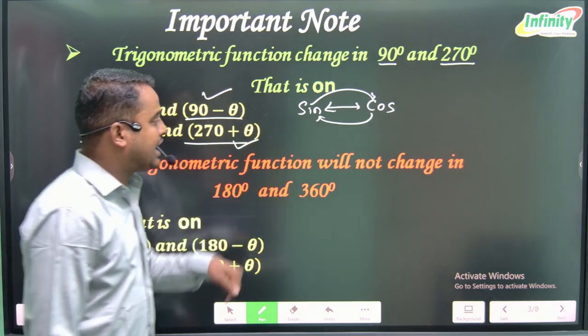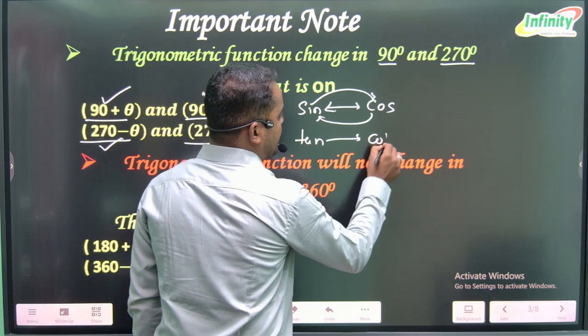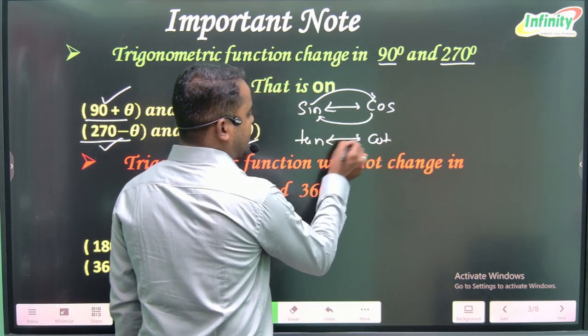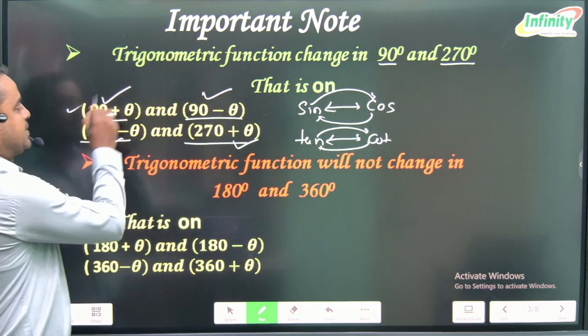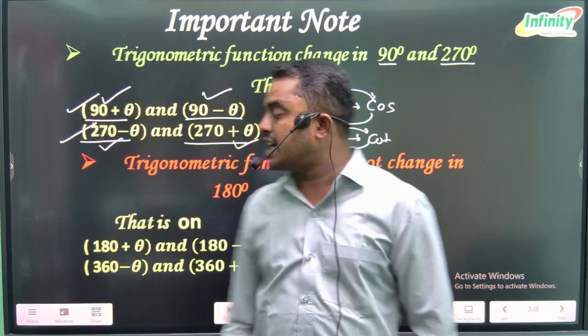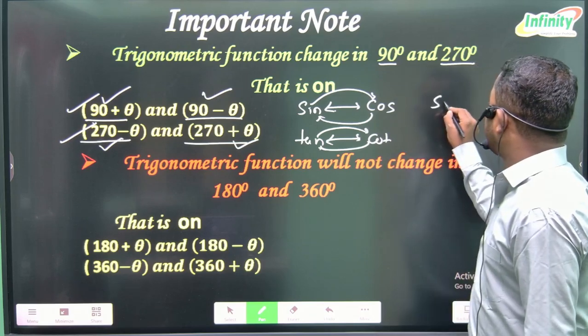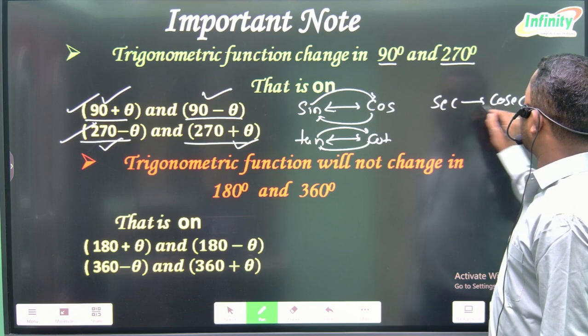Similarly, tan changes to cot, and cot changes to tan. On these angles only: 90 plus theta, 90 minus theta, 270 plus theta and 270 minus theta. And one more, sec changes to cosec, and cosec changes to sec.